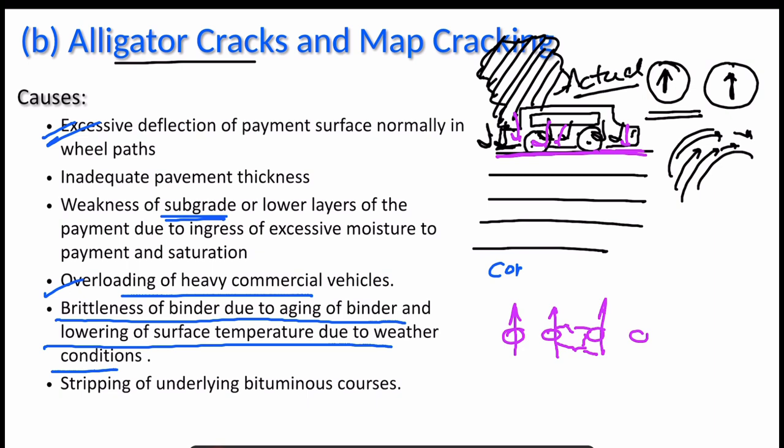the elasticity of the bituminous mix will reduce, which will eventually lead to generation of certain alligator cracks. And due to excessive introduction of the moisture in the region, the stripping of the underlying base course may take place, and because of which the alligator cracks may arise, and the intensity may increase with the due course of time.